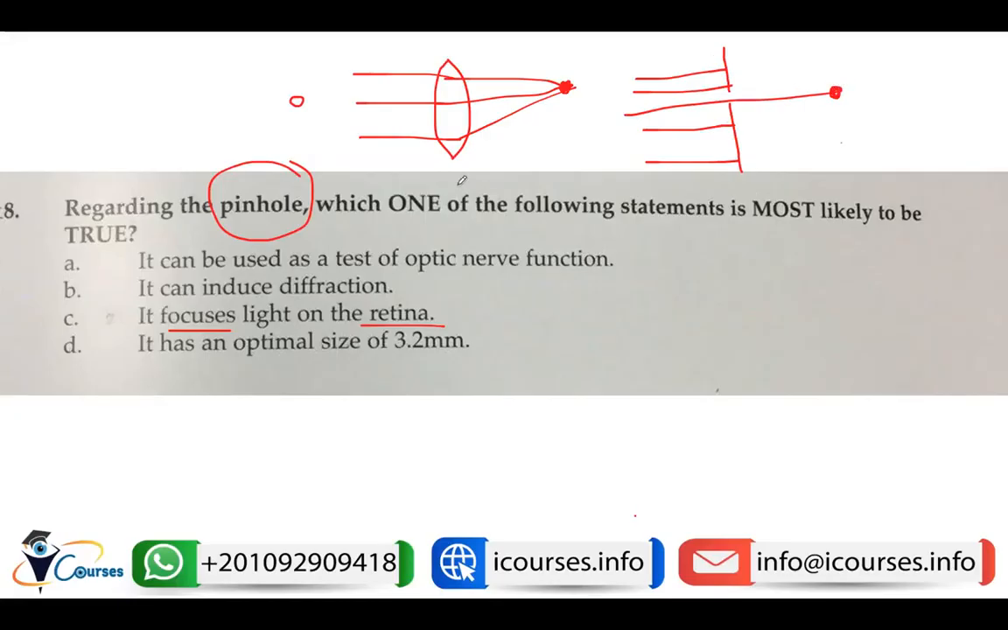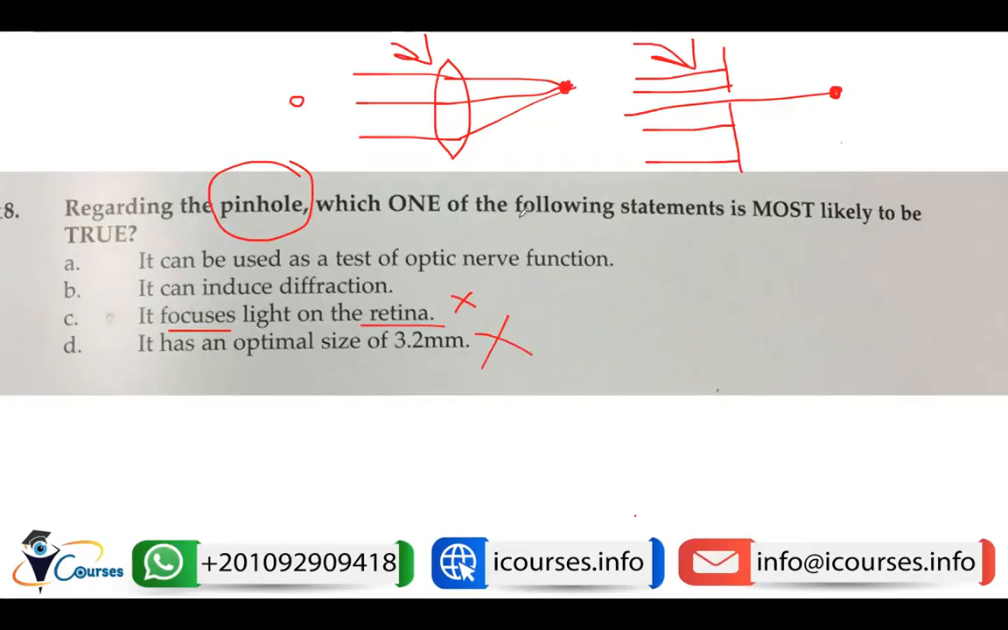Although in both conditions the light is falling on the retina, the mechanism of the pathway of light is different. Here there is vergence, there is focusing, there is convergence, but in a pinhole there is no vergence, as I just mentioned in the previous question. So it does not focus the light on the retina. This is a wrong answer.